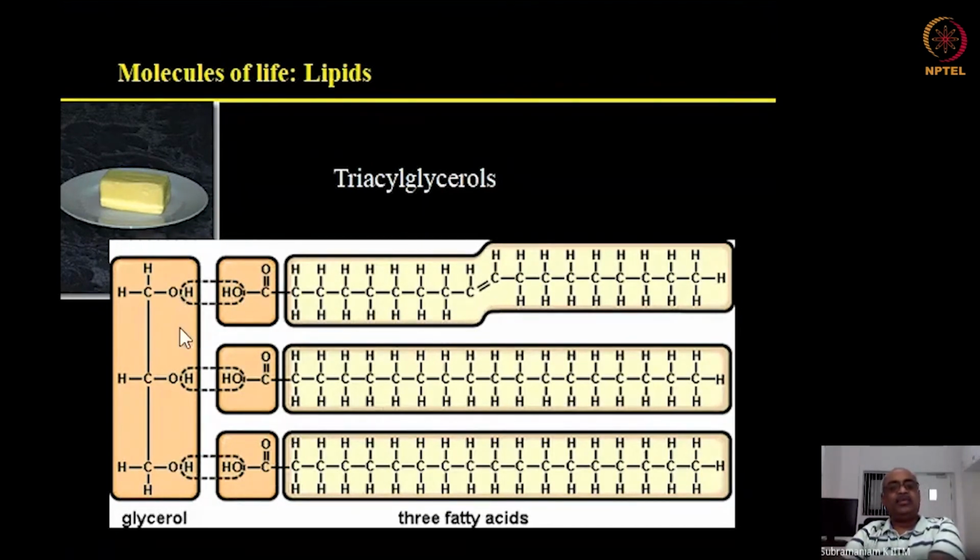So with these 3 alcohol groups of glycerol, when you have 3 fatty acids linked, you call that triacyl glycerol. This carboxylic acid moiety is called an acyl group, and you have 3 acyl groups attached to glycerol. So this is glycerol derivatized with 3 acyl groups, and that is why it is called triacyl glycerol. Butter, for example, shown in this plate, is primarily triacyl glycerol.